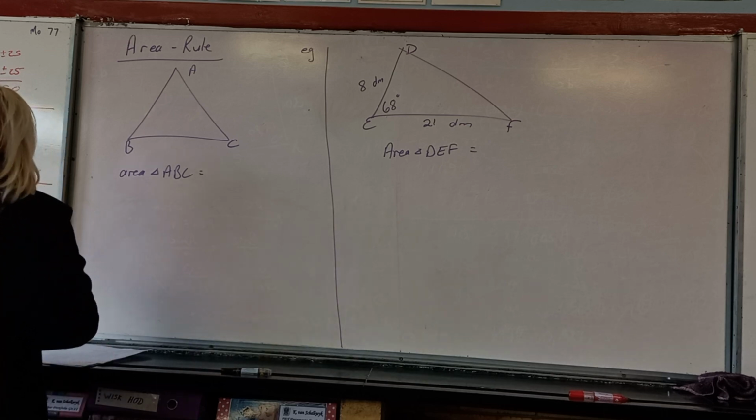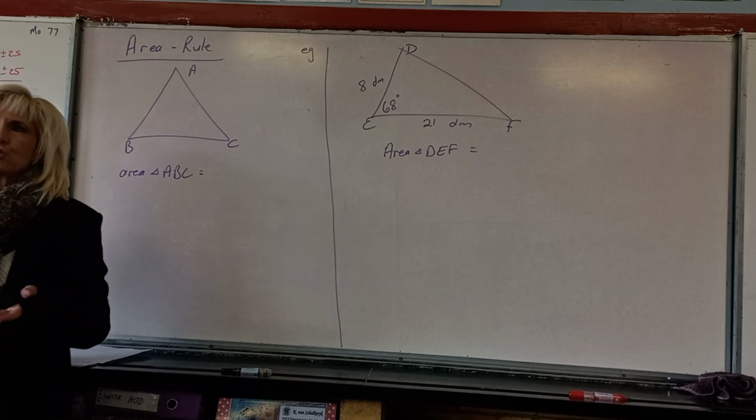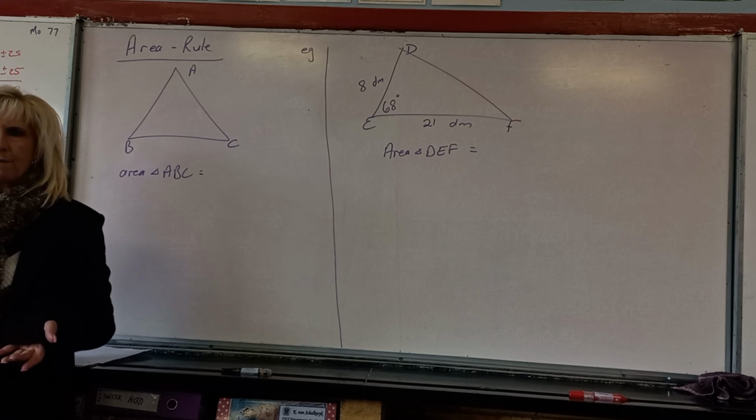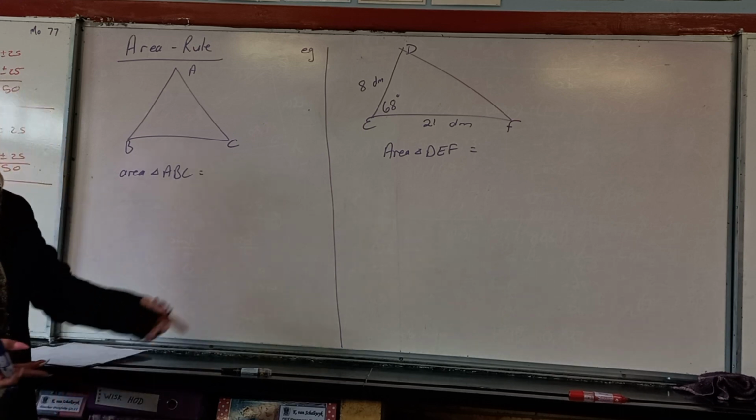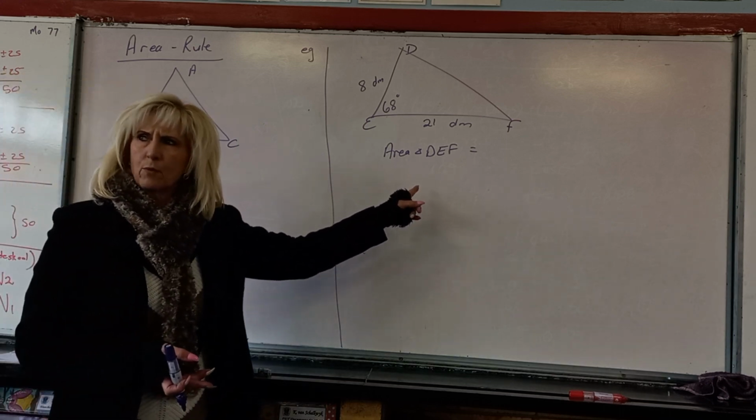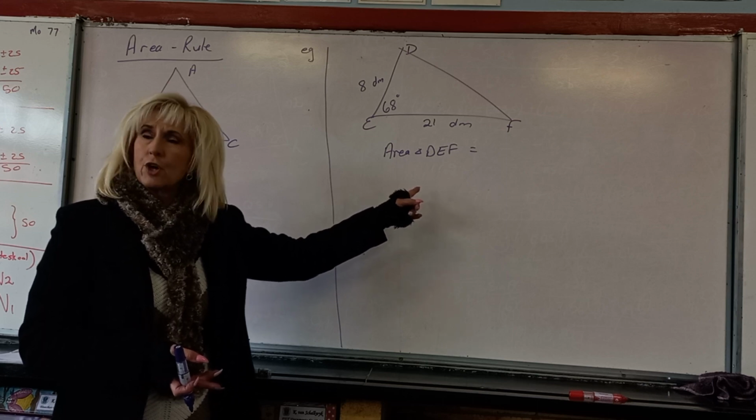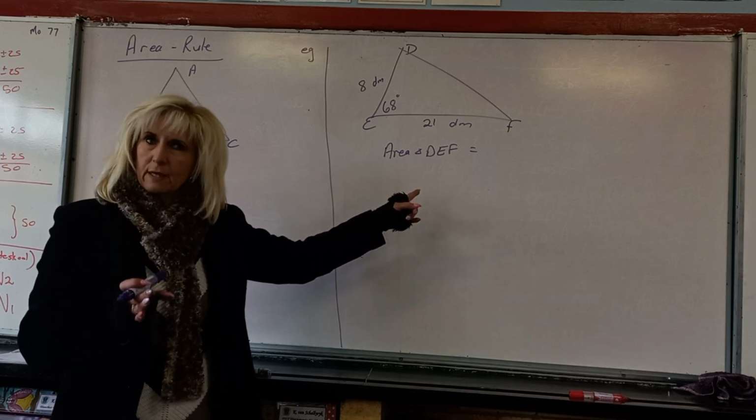What do you know about the area of a triangle? Which formula do you have? Which tool do you have? Half base times perpendicular height. Will that work for this sum? Why not? Because you don't have a perpendicular height.